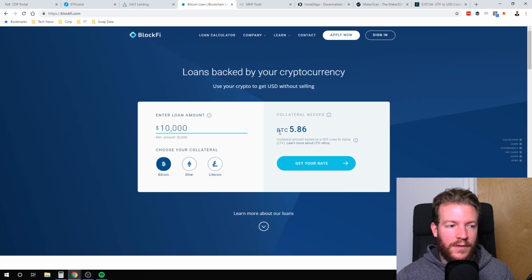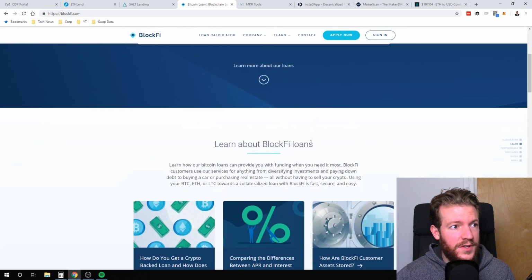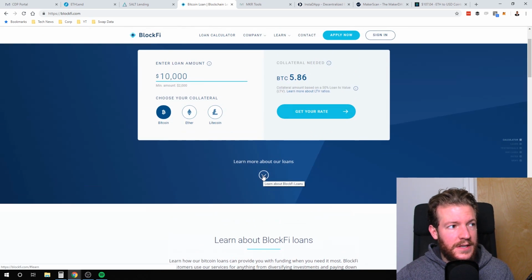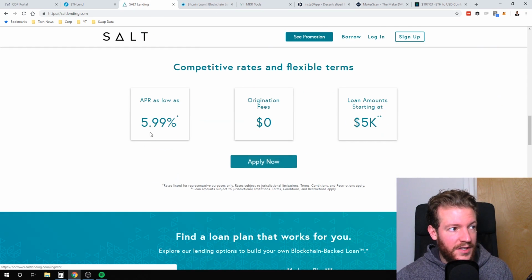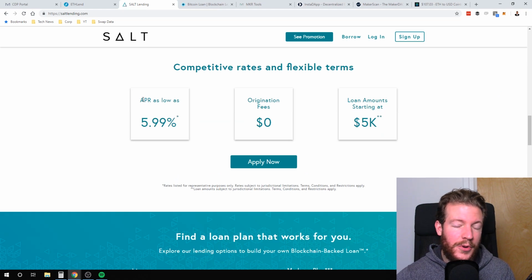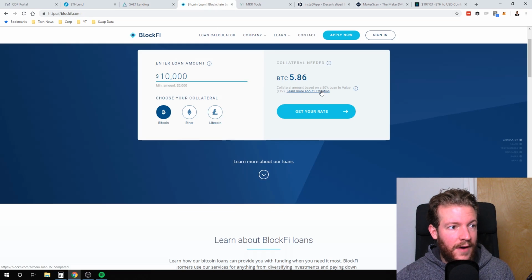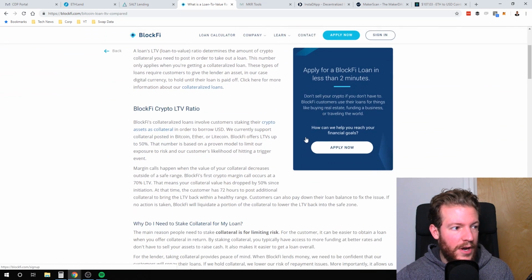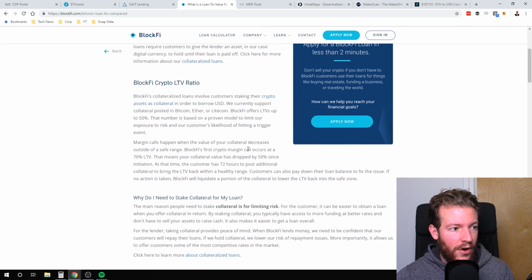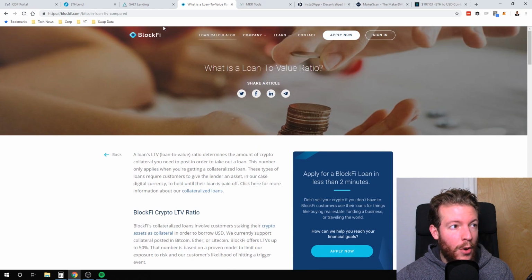And then there's a number of interest rate components and things like that. When it comes down to these, both BlockFi and Unchained Capital are receiving cash. Salt Lending, you can see on their site, has an APR that's as low as 6% or 5.99%, and for Salt you need $5,000. For BlockFi, there are a number of loan-to-value ratios that you need to be aware of, and there are also interest rate components to that.